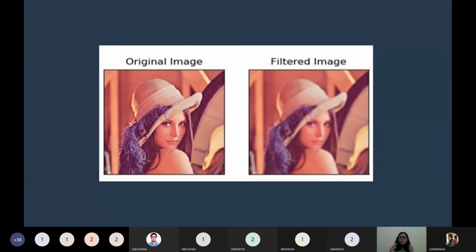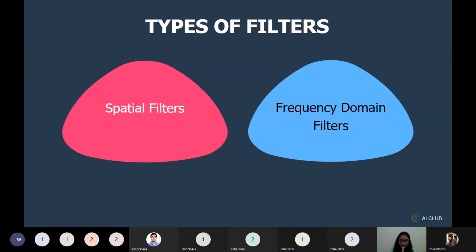Now you will have this question in your mind: how are images enhanced? How do we do all this work of enhancing images? To improve the quality of the image that we have, we basically consider it in two domains, either the spatial domain or the frequency domain. With the introduction of these two terminologies, let me tell you the types of filters that we are going to study today.